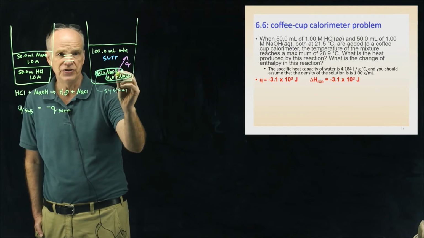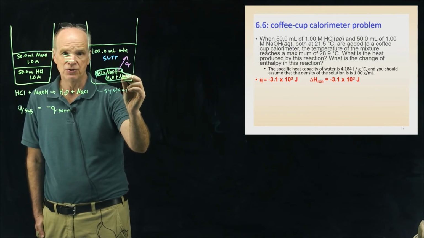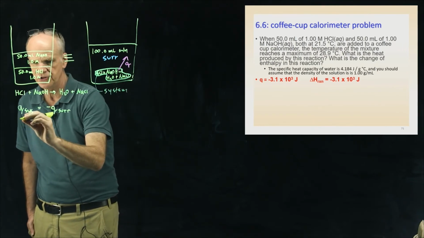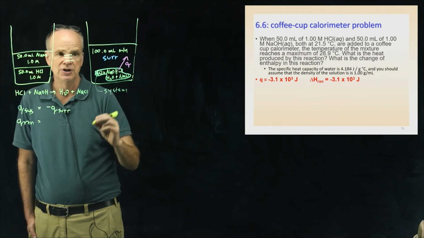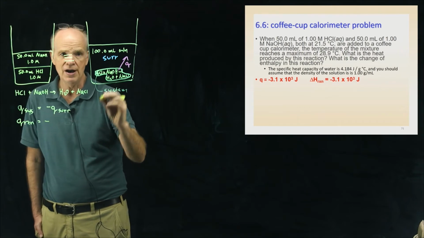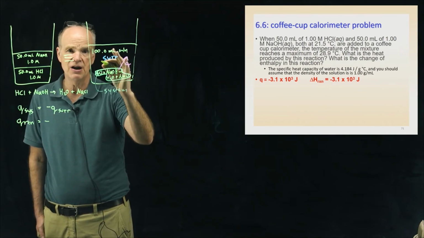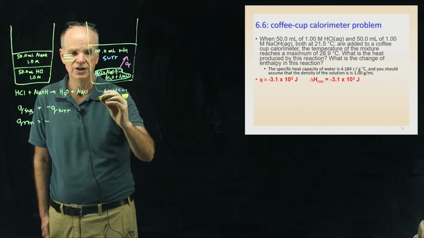Now, what is the system? The system is this chemical reaction, this neutralization reaction. So it's the heat of the reaction of the system is equal to negative Q of the surroundings. So what are the surroundings? Well, the surroundings are the water solution.